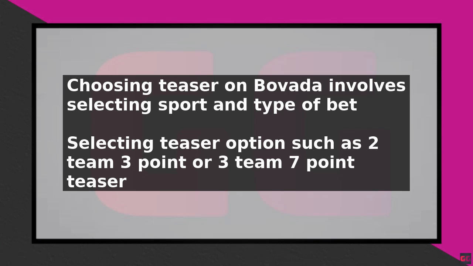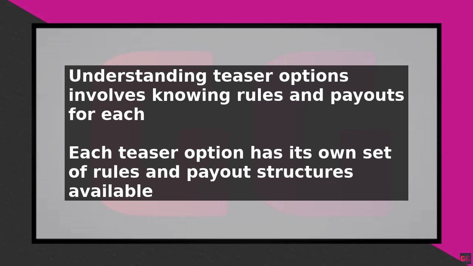Step 2. Understanding teaser options. Each teaser option has its own set of rules and payouts. For example, a 2-team 3-point teaser will move the point spread 3 points in your favor for each game, but the payout will be lower than a standard point spread bet. A 3-team 7-point teaser will move the point spread 7 points in your favor, but you need to win all 3 games to get paid.